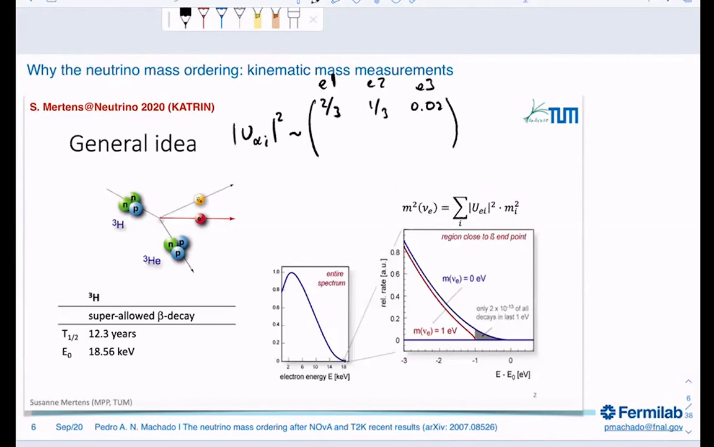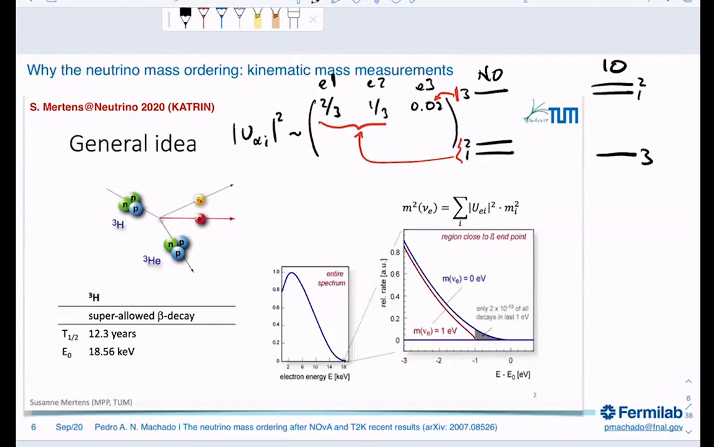So when you have the normal ordering, 1, 2, 3, you see that this guy here, which is the big mass, is being multiplied by the small number. And these guys here, who are the small masses, are being multiplied by the big number. So that's terrible. If you have the inverted ordering, then this would be 1, 2, and 3. And now you are multiplying the big masses by the big numbers, right? So Katrin would have a much easier time if the hierarchy, the ordering, is inverted.